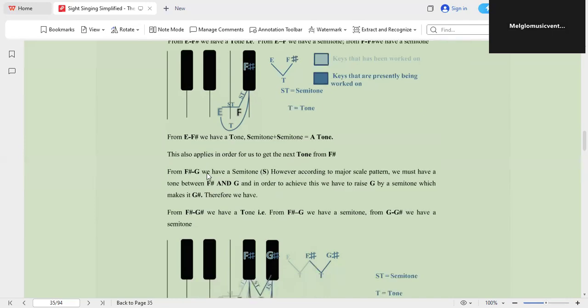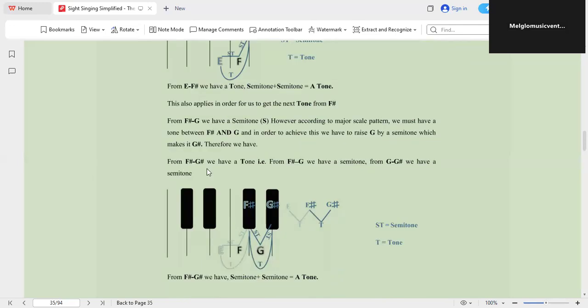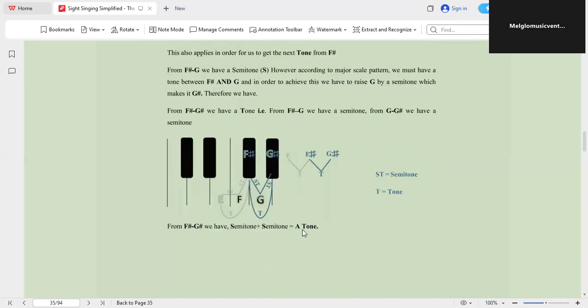From F sharp to G, we have a semitone. However, according to the major scale pattern, we must have a tone between F sharp and G. And in order to achieve this, we have to raise G by a semitone, which makes it G sharp. Therefore, from F sharp to G sharp, we have a tone, that is a semitone from F sharp to G plus a semitone from G to G sharp equals a tone. So we are now on G sharp.